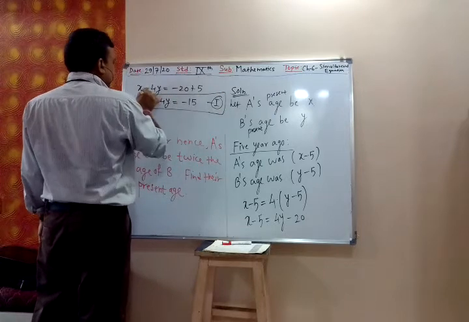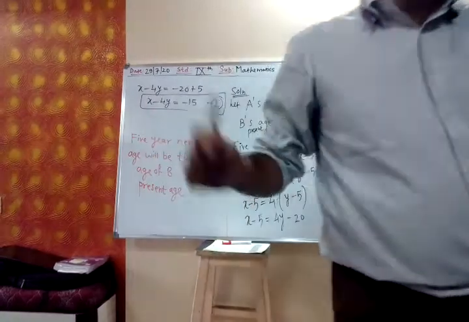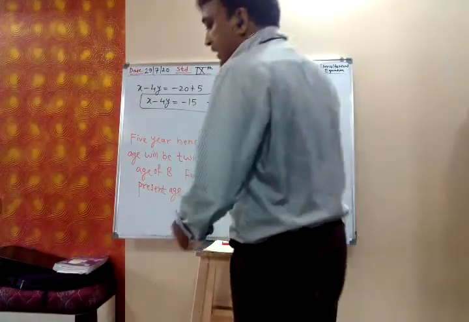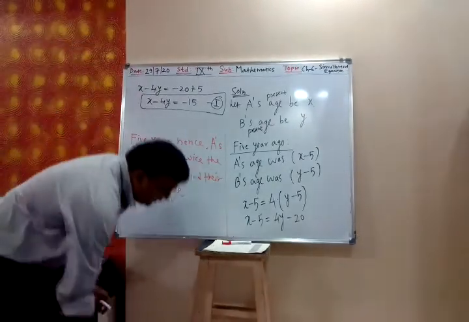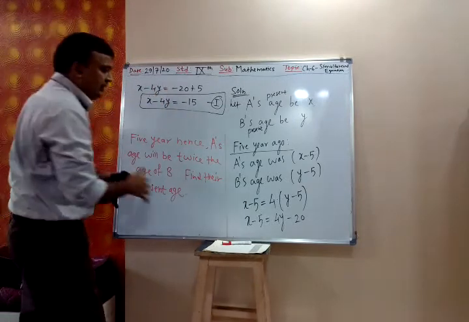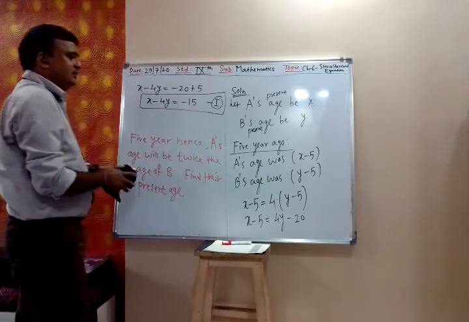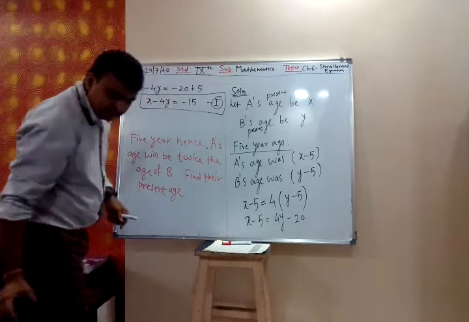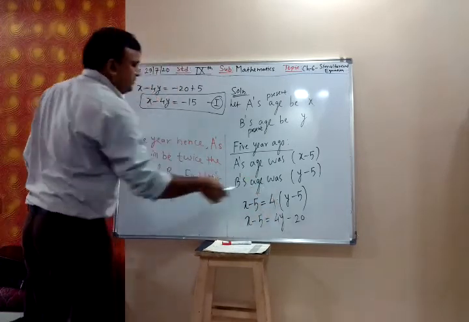Now use the second condition. How will you get equation 2? What is given? 5 year hence. Hence means after. Minus 20, we take minus 5 on the other side, it becomes plus 5. When we change the side, sign changes, no?